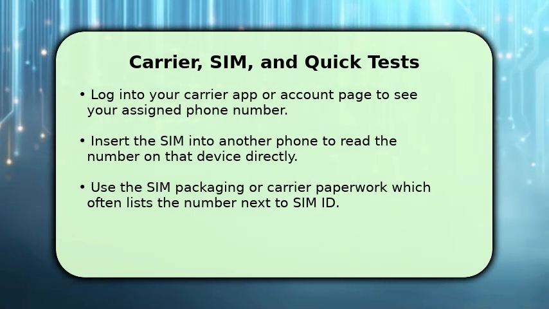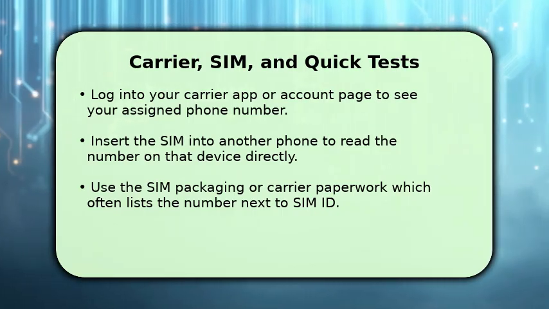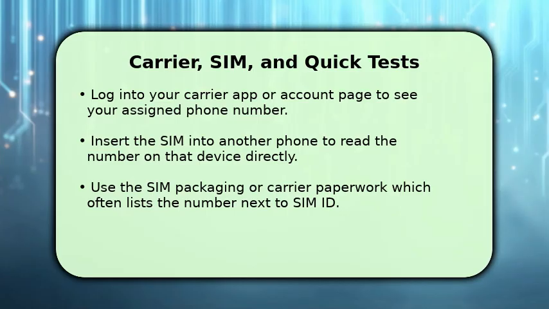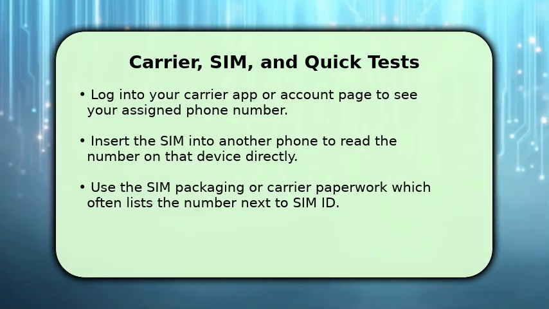You can also eject the SIM and insert it into a different phone to display the number there. Check the original SIM card packaging or activation paperwork, which often lists the number next to the SIM ID.